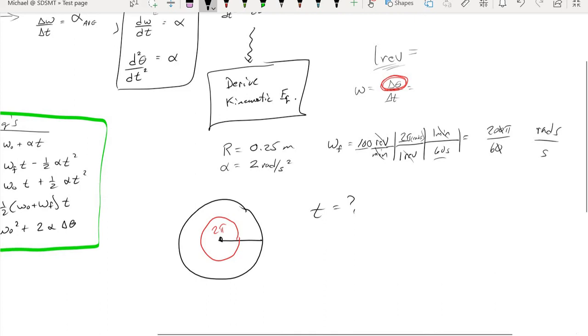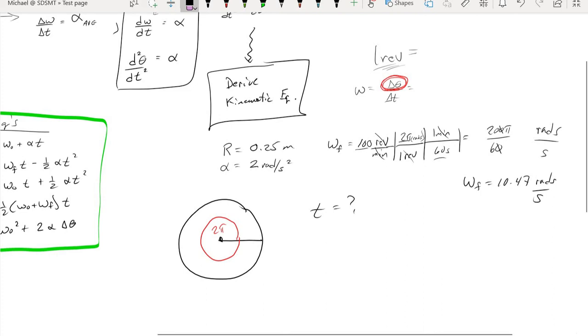I'm going to get my calculator app open here. Okay. And then that times pi comes out to be 10.47 radians per second for the angular velocity.